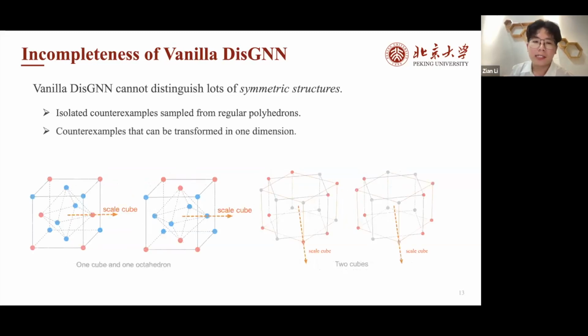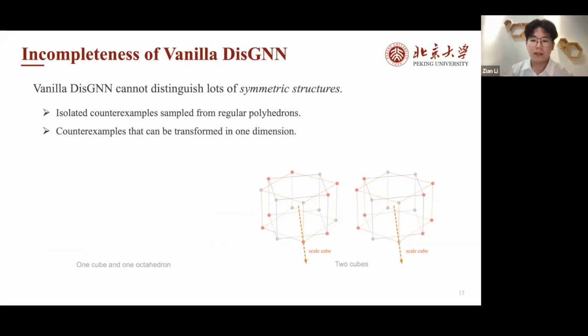In the second kind, we show a small family of counterexamples. They can be transformed in 1 dimension, so they actually have an infinite number of counterexamples. We do this by combining different regular polyhedrons. You can see on the right there are 2 cubes, and on the left there is 1 cube and 1 octahedron. They are combined, and we do not limit the relative scale of the 2 polyhedrons. They can scale arbitrarily, so the number is infinite. But we see this as a small family because they can only be transformed in 1 dimension.